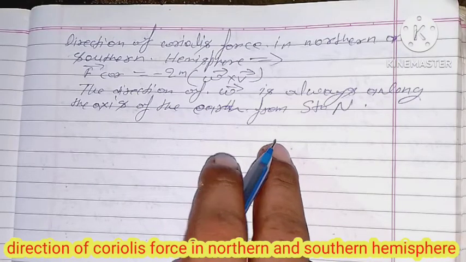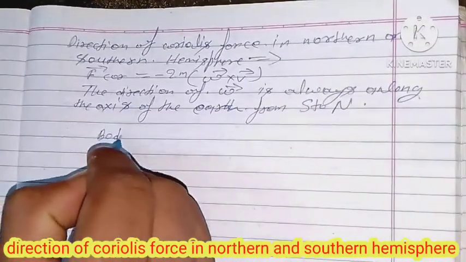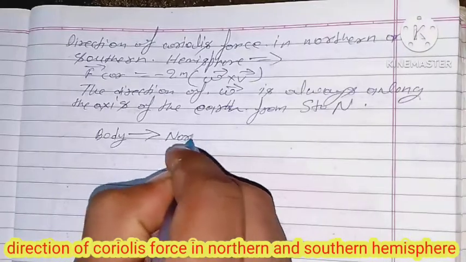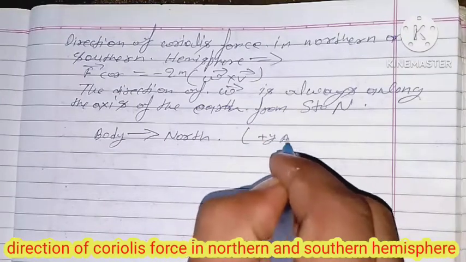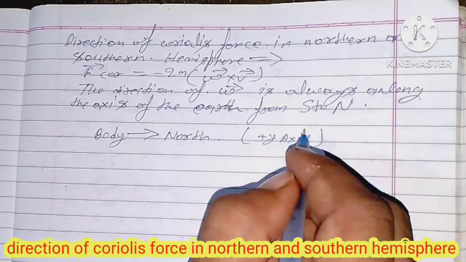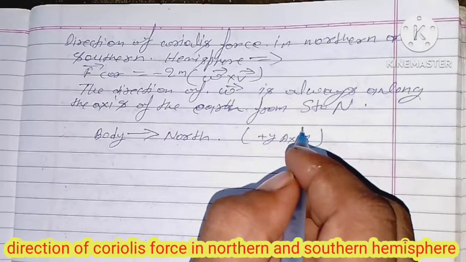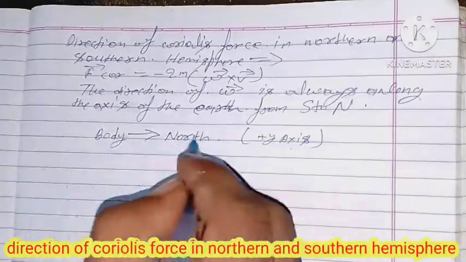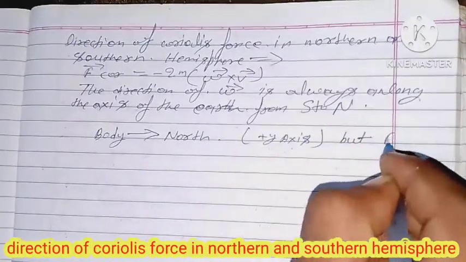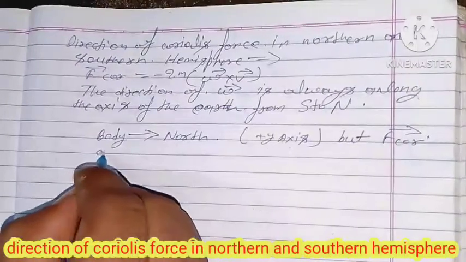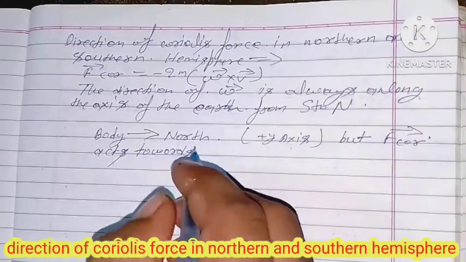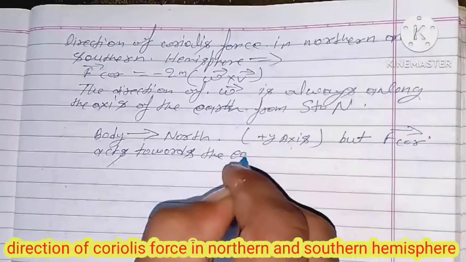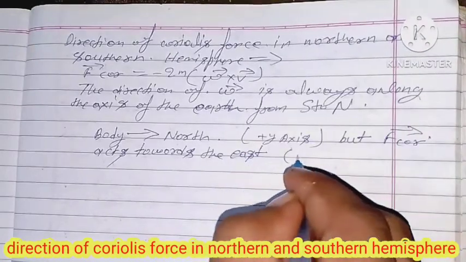That means in the northern hemisphere, if the body is moving towards north, along plus y-axis, an application of the rule for the direction of vector products of two vectors indicates that this force will act towards the east, along the x-axis.